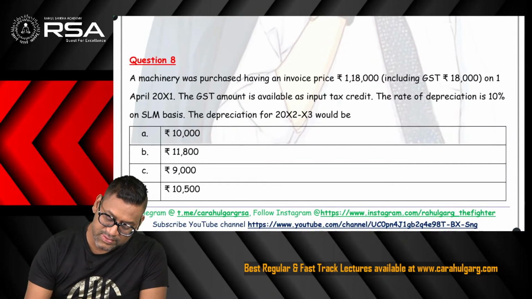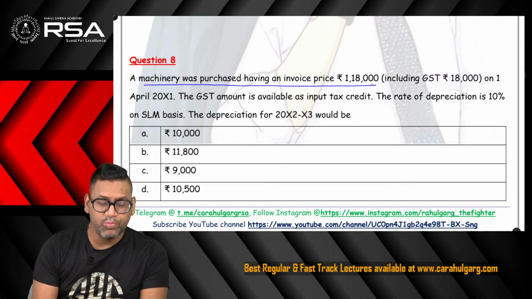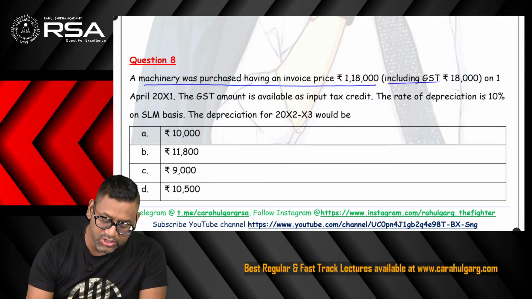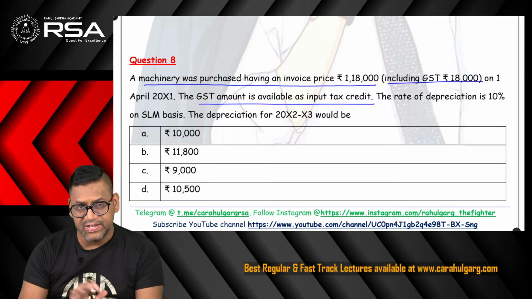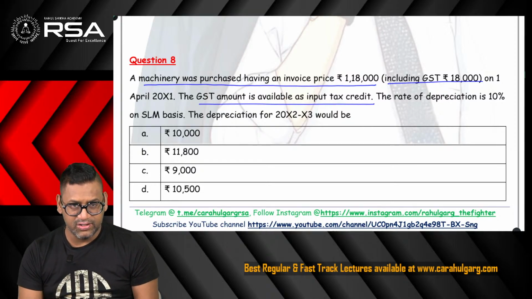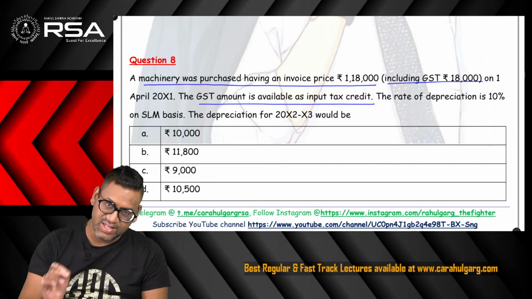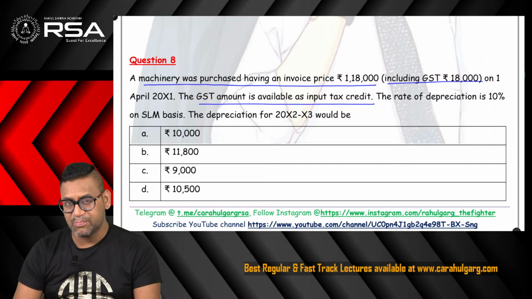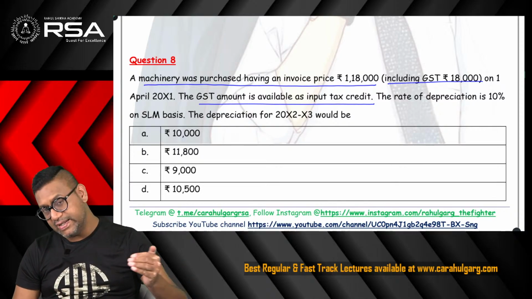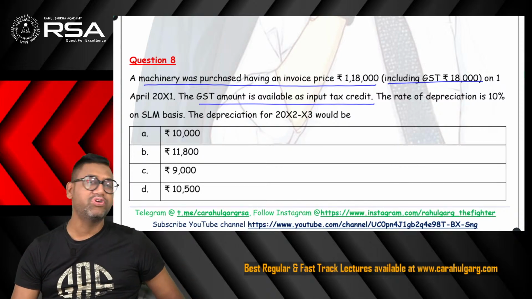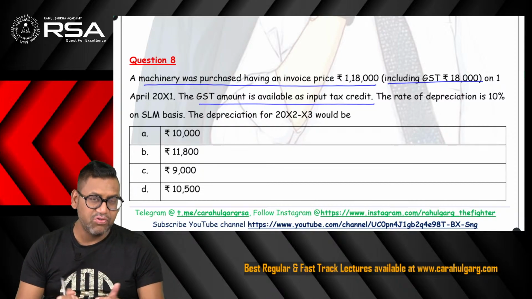Question number 8, guys. A machinery was purchased having an invoice price of rupees 1,18,000, but it included the GST of 18,000, and the GST amount is available as ITC. Now we know that in indirect taxes, GST is the amount levied in the invoice by the supplier. As far as the purchaser is concerned, if you get the ITC of that GST amount, it doesn't become part of cost. But if you don't get the ITC, it will become part of cost.